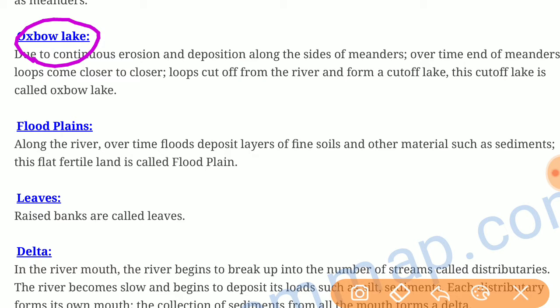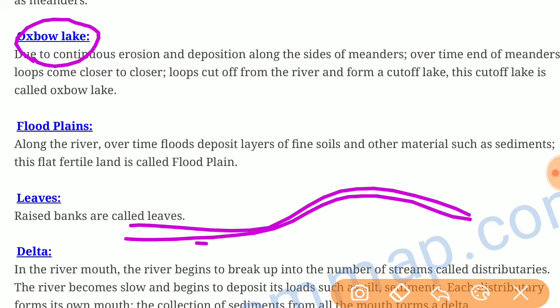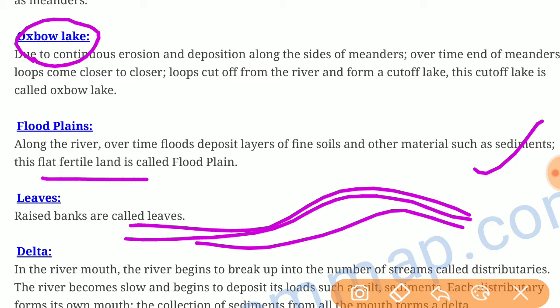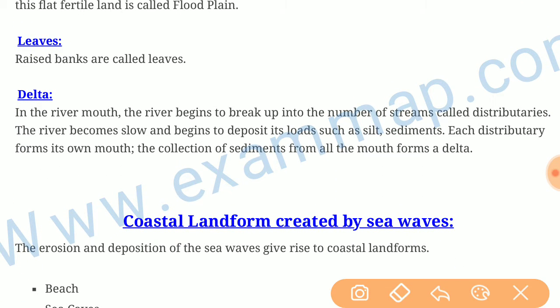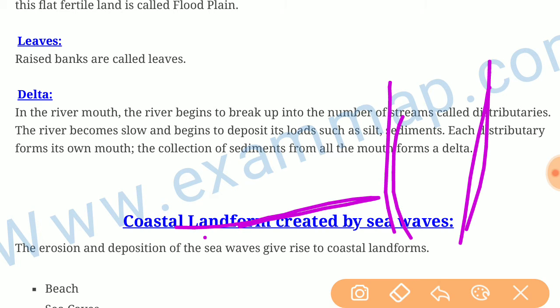Floodplains. Along the river, over time floods deposit layers of fine soils and other materials such as sediments. This flat fertile land is known as a floodplain. Levees are raised banks. Banks raised to some height above the sea level are levees.